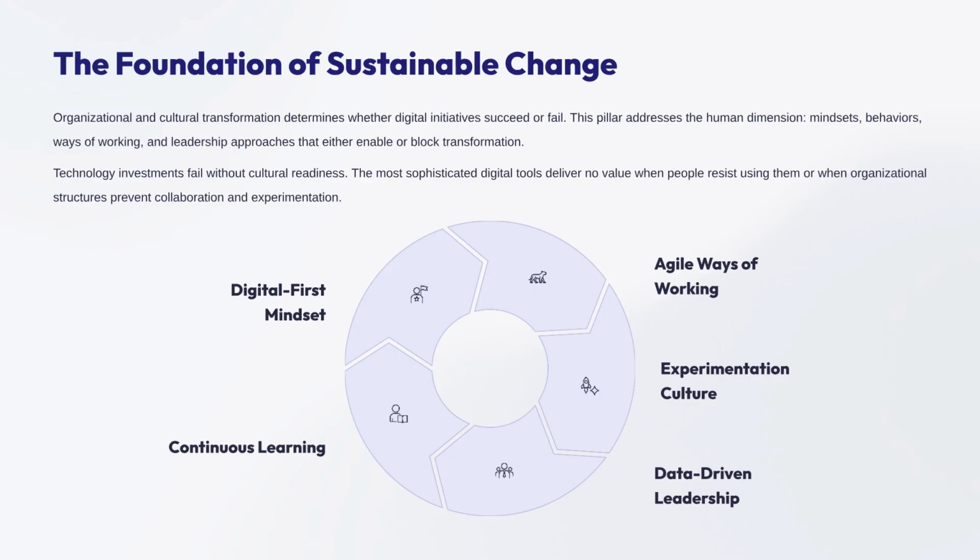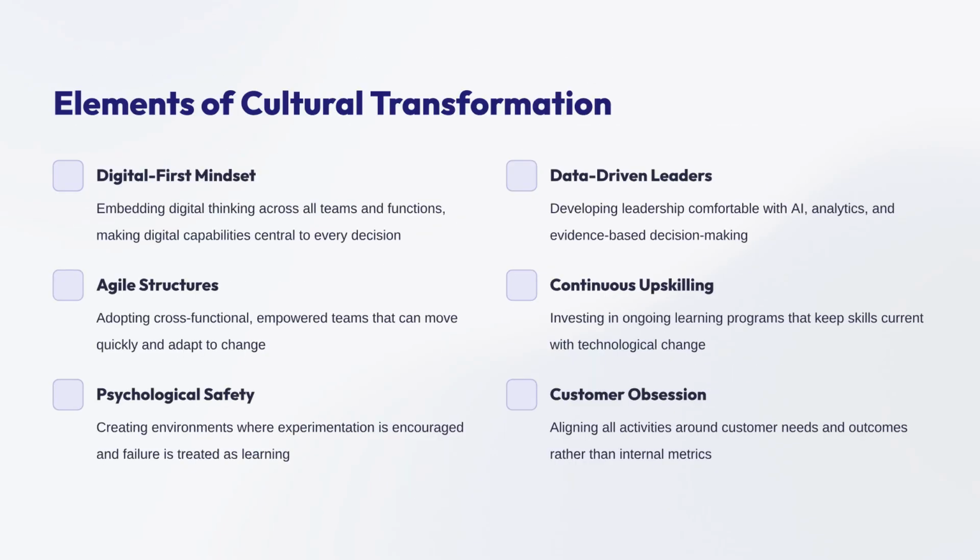This pillar is the foundation of sustainable change. It addresses the human dimension, mindsets, behaviors, and leadership. Technology fails without cultural readiness and structures that support agility and experimentation. Elements of cultural transformation include embedding a digital-first mindset, adopting agile structures, creating psychological safety, fostering data-driven leaders, supporting continuous upskilling, and maintaining customer obsession.